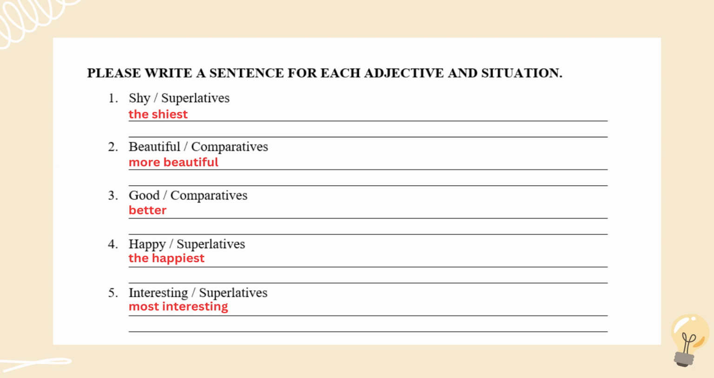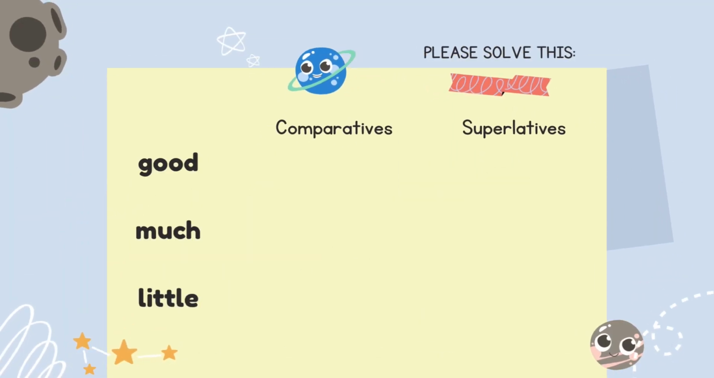The first one, the shyest. Second one, more beautiful. Third one, better. Fourth, the happiest. And lastly, most interesting. Count how many answers you got correct. Okay, students, last exercise of the day. Please solve these irregular adjectives into their correct comparative and superlative forms.